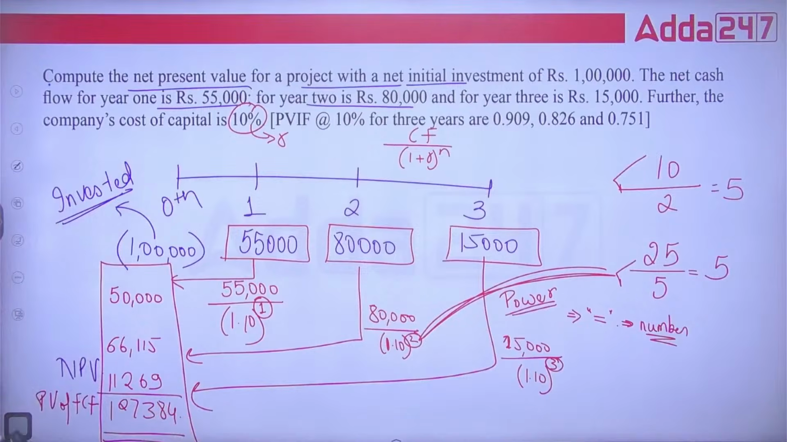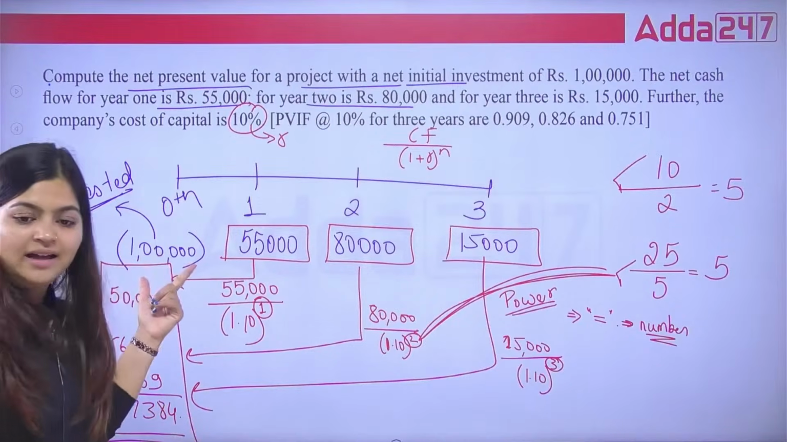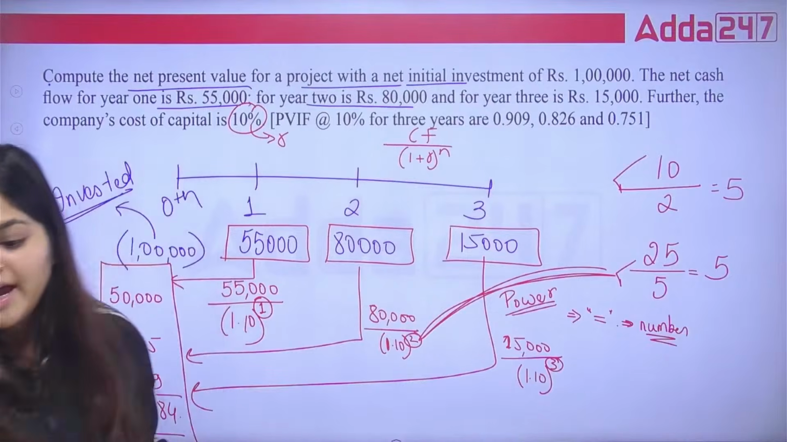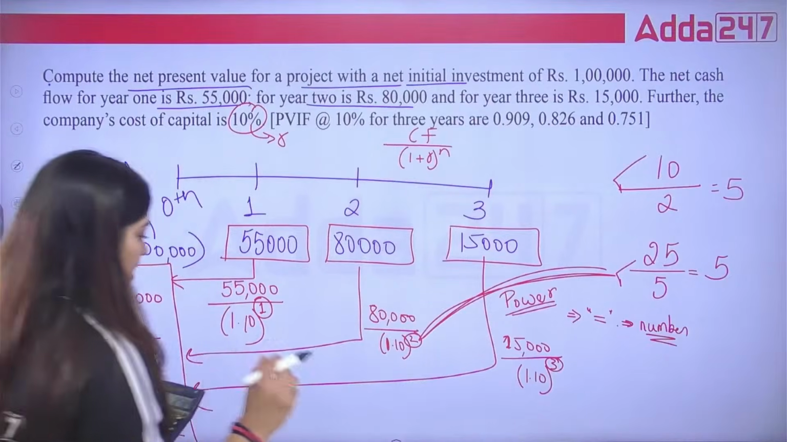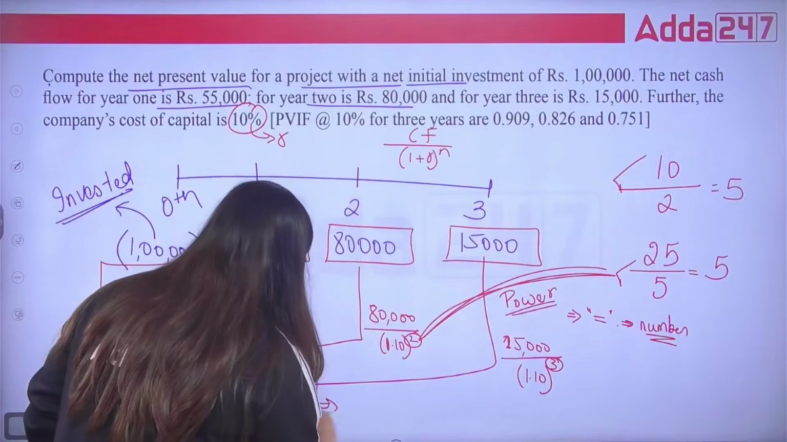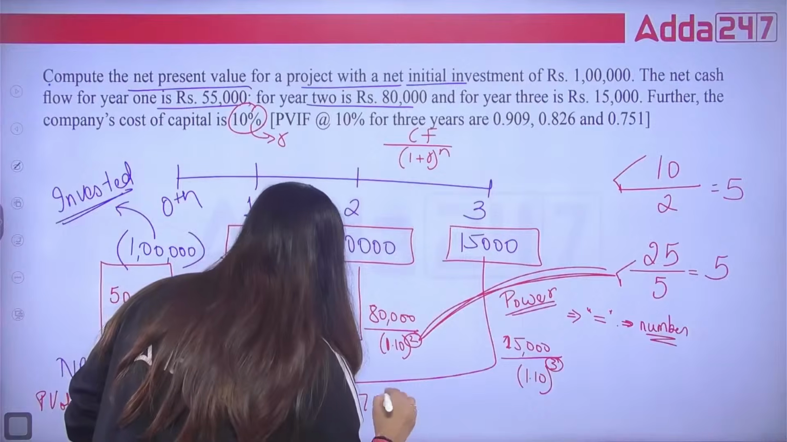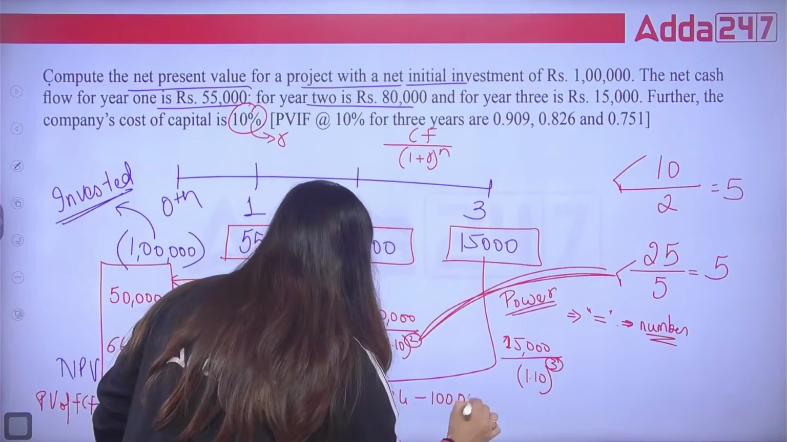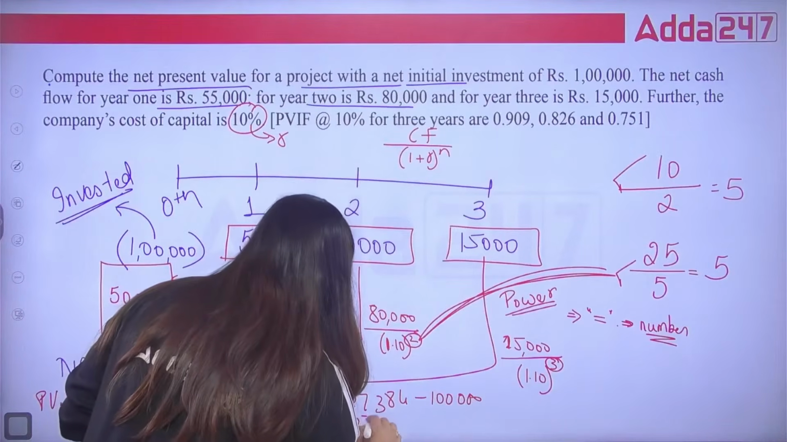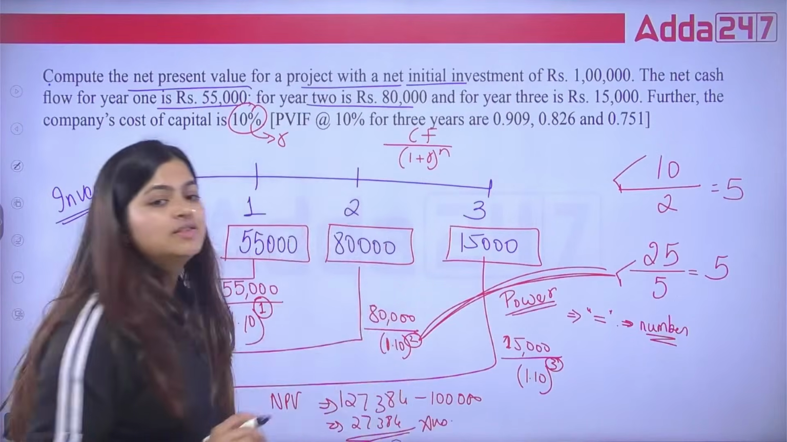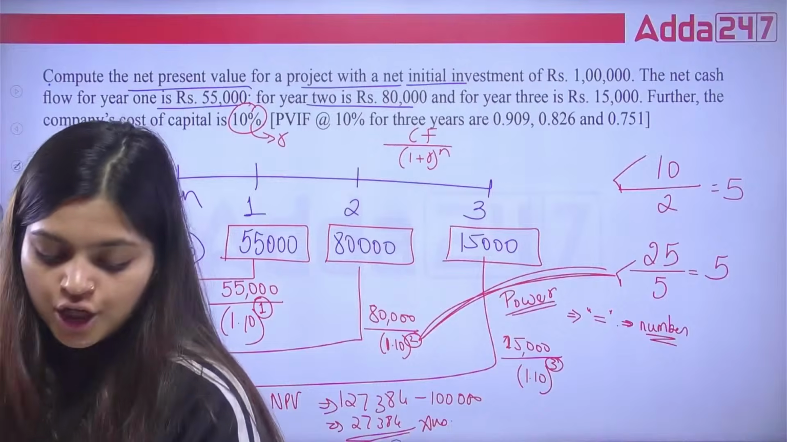127,384. It means today you are investing 1 lakh and by this 1 lakh you are generating 127,384. This is the income amount. So what is your NPV here? 127,384 minus 1 lakh. So your answer is 27,384. This is your answer. And this is how we need to solve NPV questions.